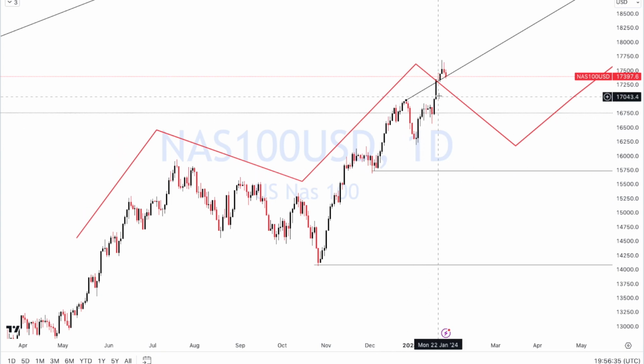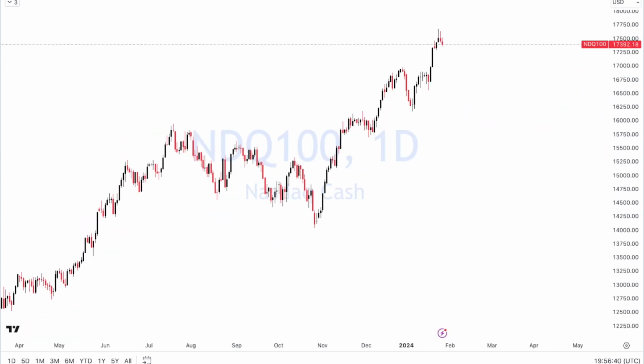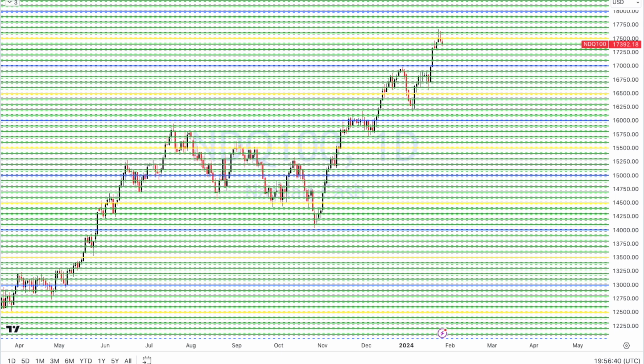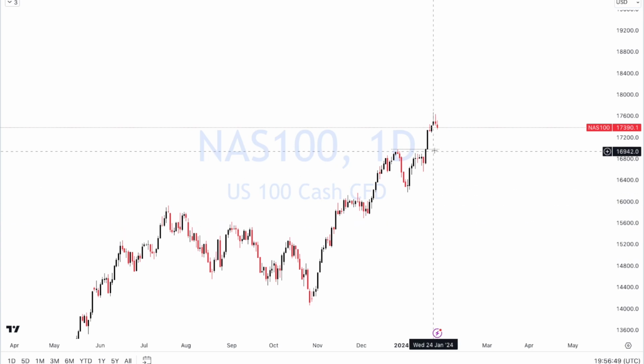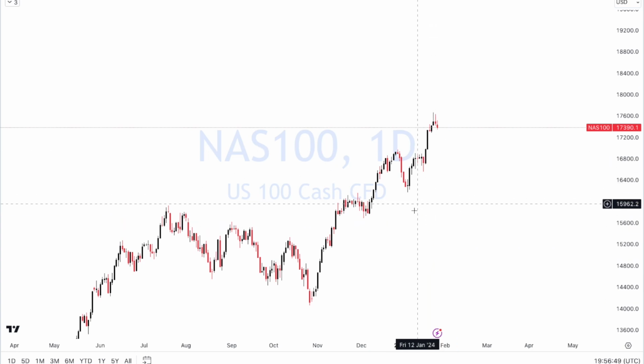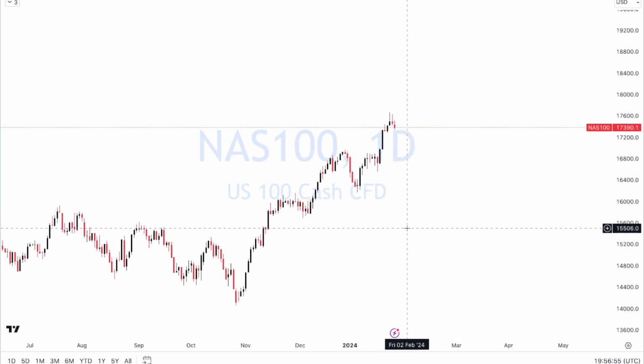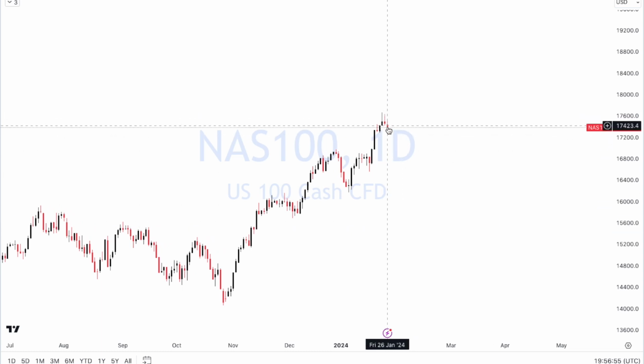So this is the day chart that we're looking at right now. Okay, perfect. So this is the day chart that we have right now. What we're looking at over here are the standard little pullbacks that the market will do.